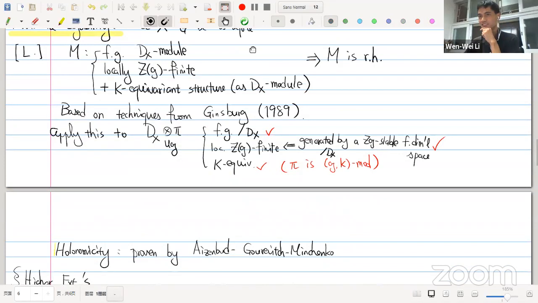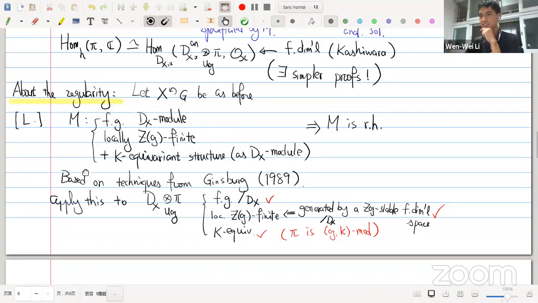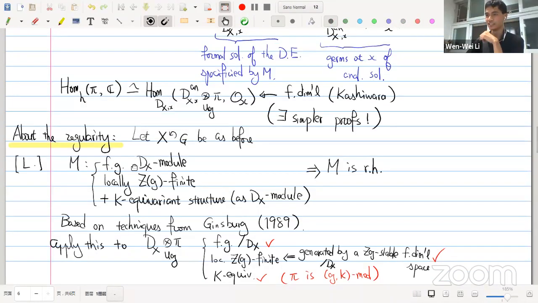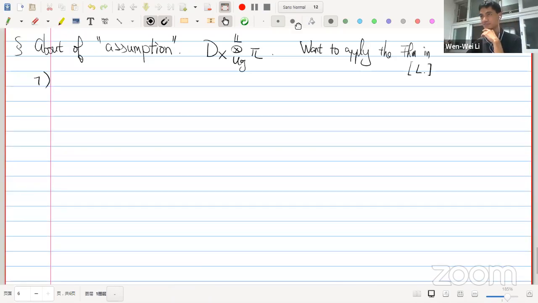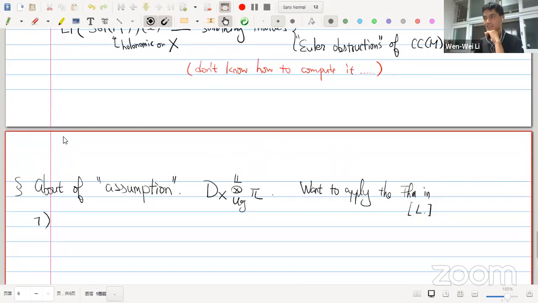So you see here, I said if I have a finitely generated D_X-module that is locally Z(g)-finite and it is K-equivariant, then you can say it is regular holonomic. I'm trying to verify these conditions. The first one, the easiest one, is about finite generation of cohomologies.